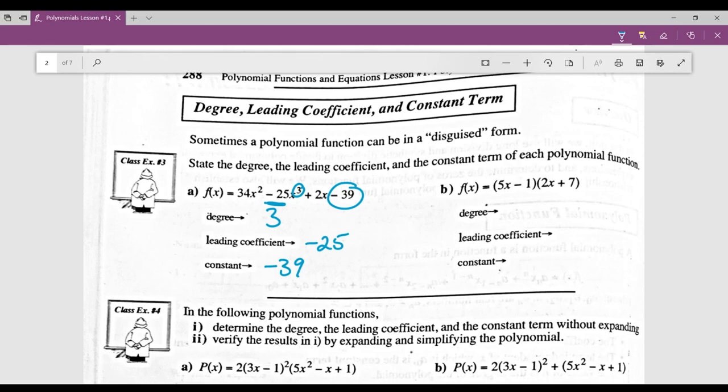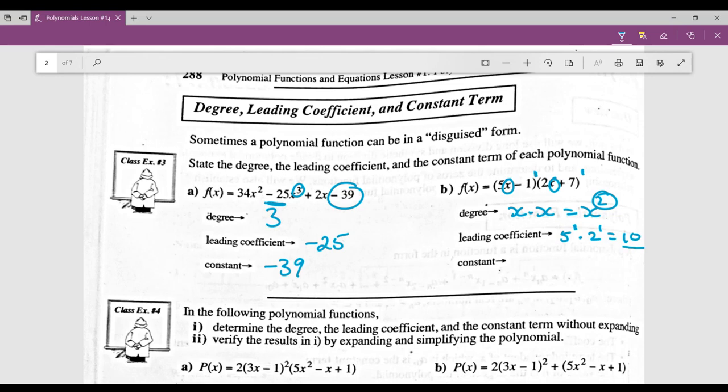B, now it's not multiplied out, but the degree is fairly straightforward. All you have to do is look at the x terms. That's x, there's a 1 there. That's x to the 1. So that is like x to the 1 times x to the 1, which would be x squared. So the degree is 2. Leading coefficient is the numbers in front of those terms. So all you really need to do is take the number in front of this x, raise it to that power, 5 to the 1 times, they are being multiplied, 2 to the 1, which is just 5 times 2, which is 10. Leading coefficient is 10.